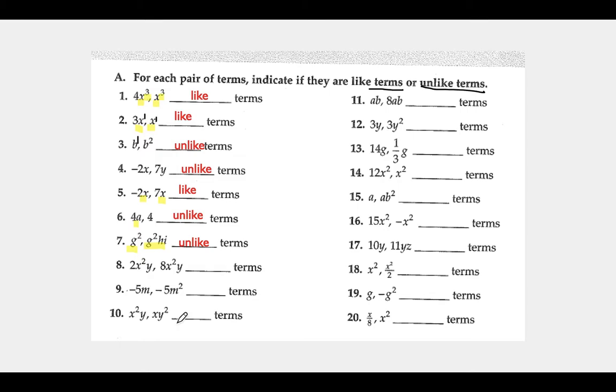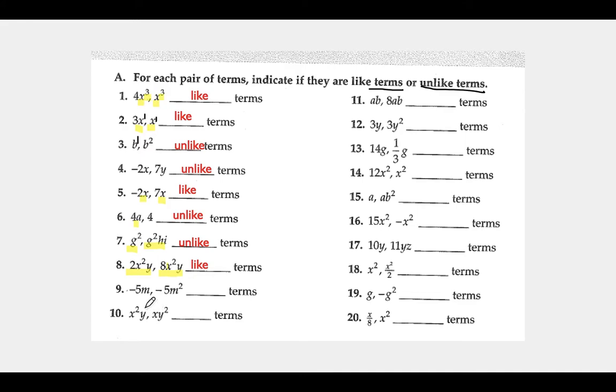Okay. Number 8, I have two variables in both terms. My first term is 2x squared y. My second term is 8x squared y. Both of these terms have the same two variables to the same power. So both of them have x to the second power as a variable and y to the first power as a variable. So we would say that they are like terms.